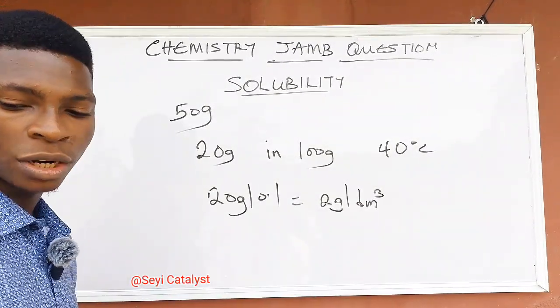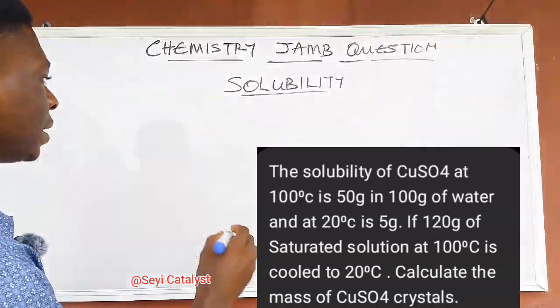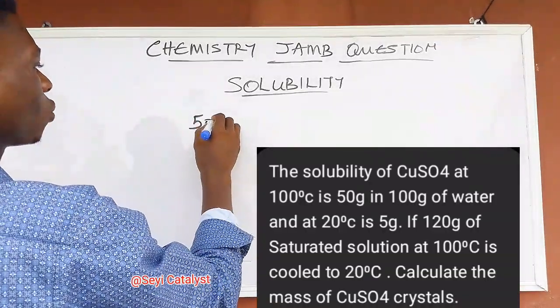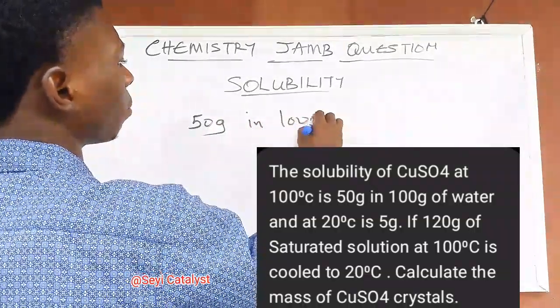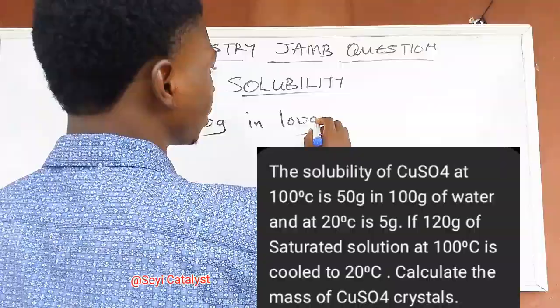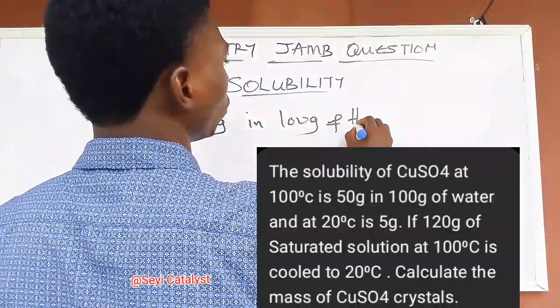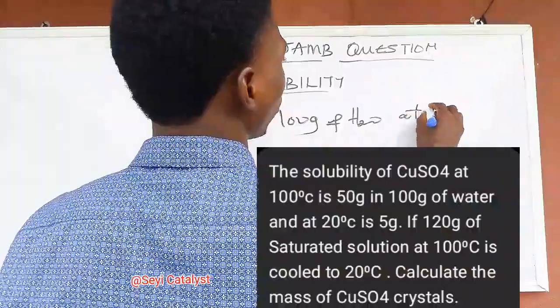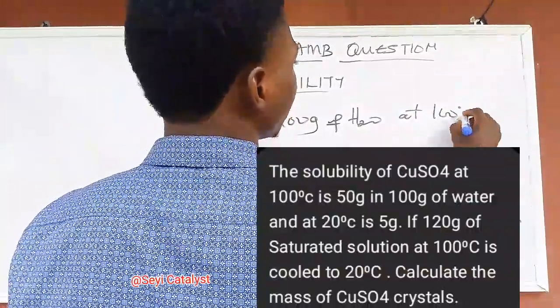So now let's solve the question. In this question, we were given 50 gram of copper sulfate in 100 gram of water, H2O, at 100 degrees. Are we together? 100 degrees centigrade.